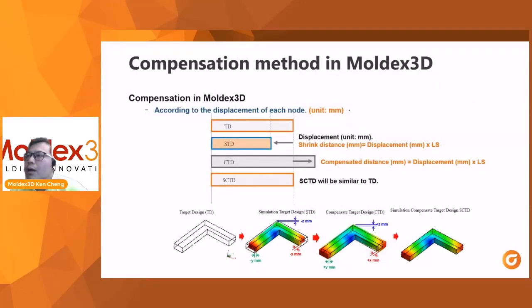So this is the workflow, how we are able to use a compensation method inside Moldex3D. TD is the target design, which is the original design. And then STD, simulation target design, which is how the part is going to warp. And then we use a compensation target design, CTD, export the model back to Cimatron, and then rerun the simulation. And the SCTD will be after compensation, rerun the simulation. It will be similar to the target design.